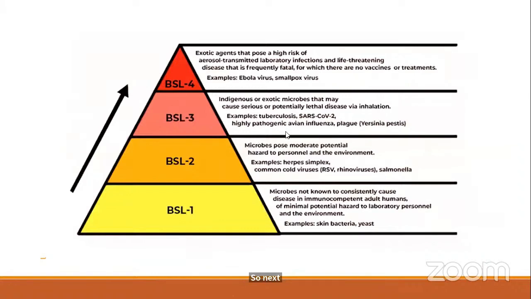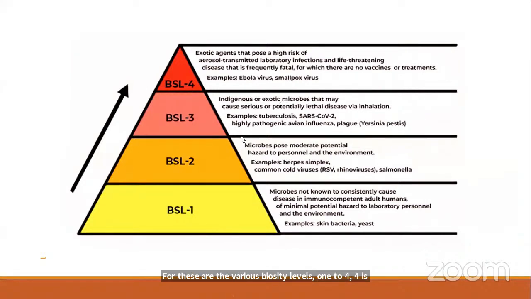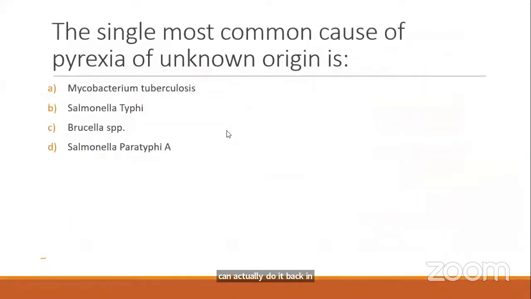You can read this from the PDF. These are the various biosafety levels, 1 to 4. Level 4 is for deadly pathogens like Ebola virus, smallpox, Nipah virus, etc. Level 3 is for tuberculosis and SARS-CoV-2, though you can actually do it in biosafety level 2 also. So you can learn this from the PowerPoint.